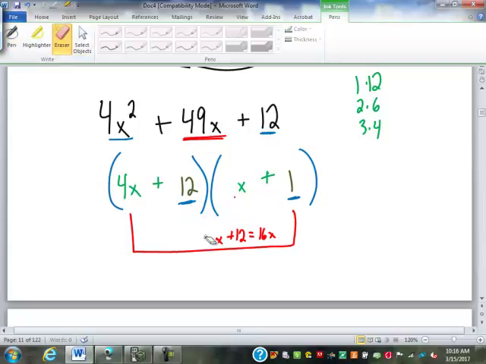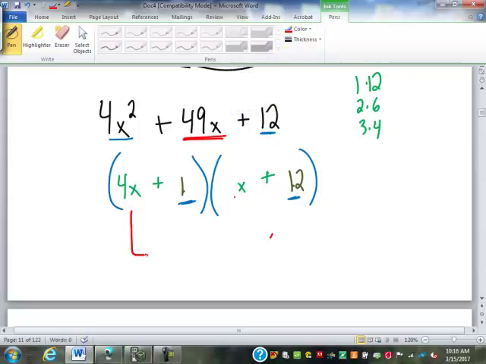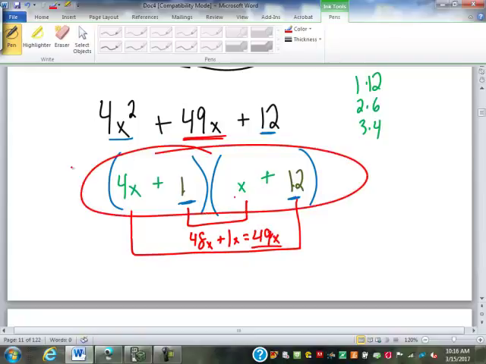But here now, because these 2 are not the same anymore, the order of these 2 matters. So I'm going to switch it and put the 1 here and the 12 here. And I'm going to check it again. Now on the outside, 4x times 12 is 48x. On the inside, 1 times x is 1x. 48x plus 1x is 49x. That's what we want. So there's our factoring.